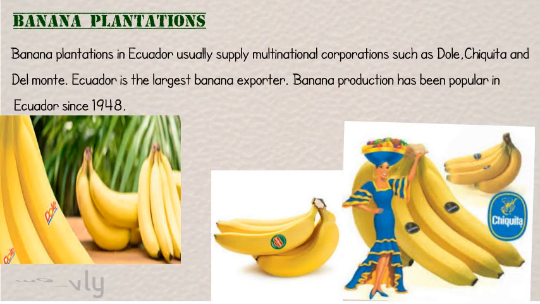Examples. A prime example would be banana plantations in Ecuador. Banana plantations in Ecuador usually supply multinational corporations such as Dole, Chiquita, and Del Monte. Ecuador is the largest banana exporter. Banana production has been popular in Ecuador since 1948.